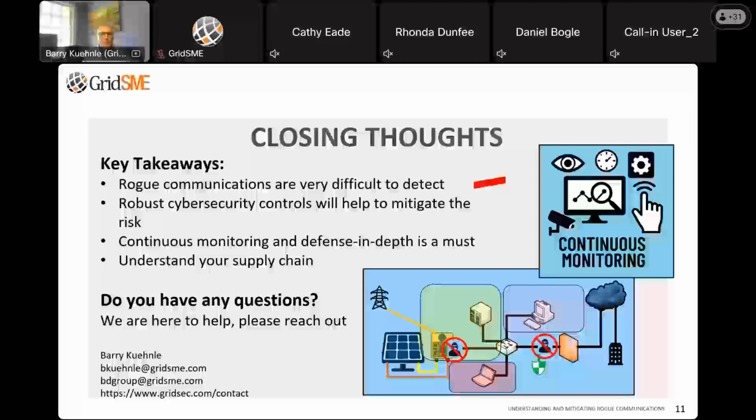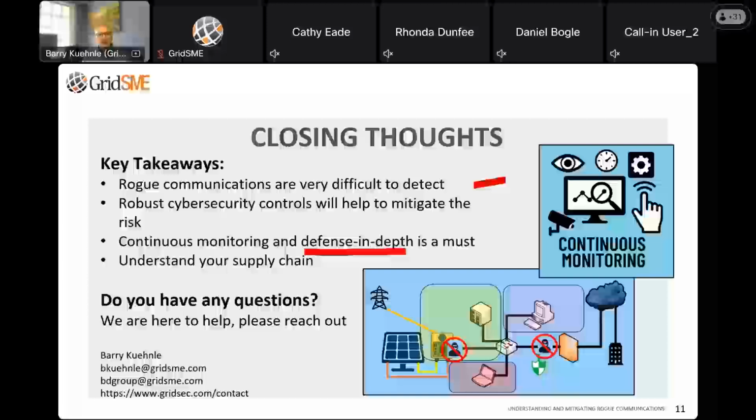Robust cybersecurity controls will help. Something is better than nothing. In defense in depth, which is layered defenses, that's the best approach that you can have. Basically what you're saying is, I have a layered defense, so that if one defense fails, I have another defense that might be able to pick up where that one missed it, right? So it's important to have that defense in depth strategy. The CIP reliability standards are set up with that defense in depth strategy in mind.